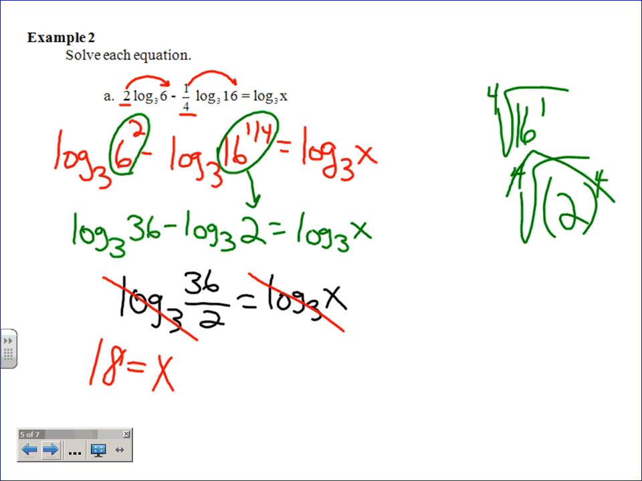Haven't quite circled it yet. Yeah, you got to make sure it doesn't cause any problems, right? If I put 18 back in for x up there, is that causing anything bad to happen? Well, there's no negatives, right? We're probably good. Any questions on that one?